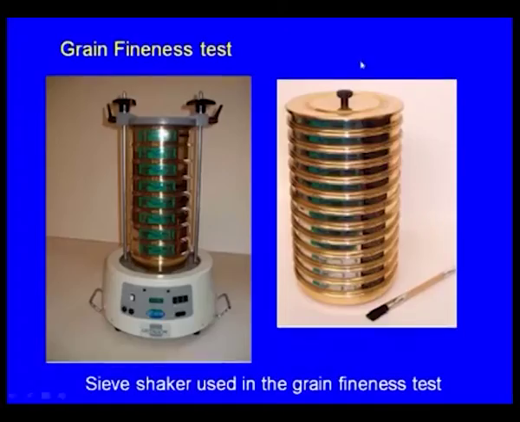Below that, the mesh will have slightly smaller holes. Likewise there will be more sieves, and all these will be arranged one over another. At the bottom there will be a pan. When all these sieves are arranged together, it looks like this, and this is known as the sieve shaker.